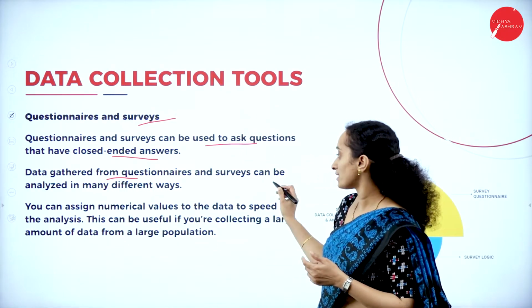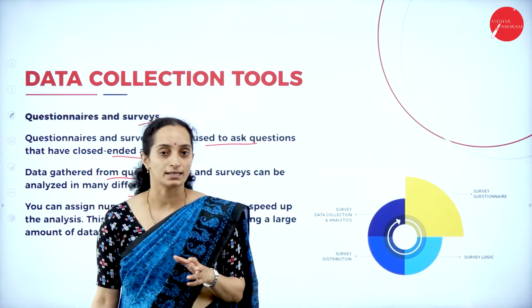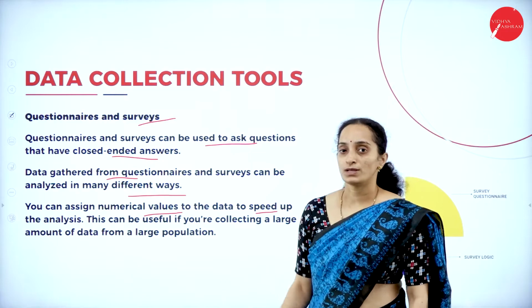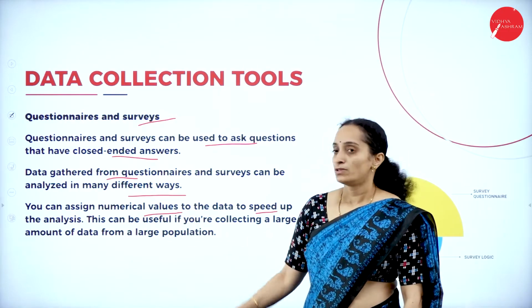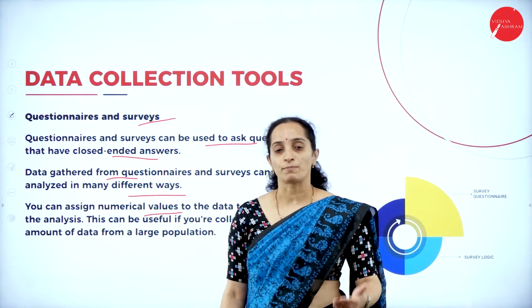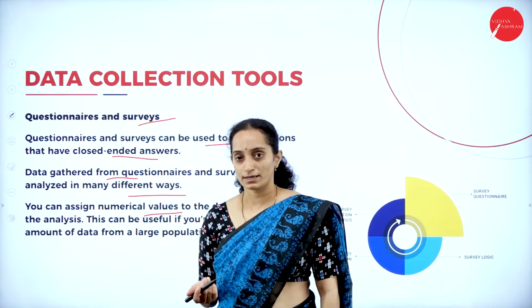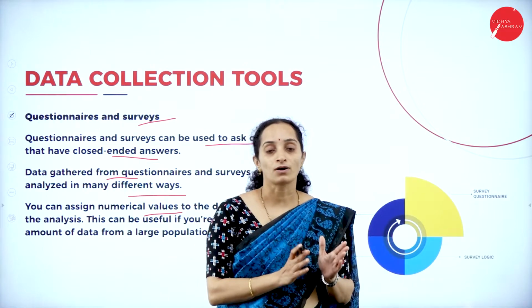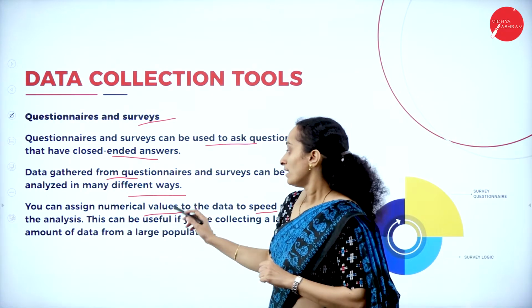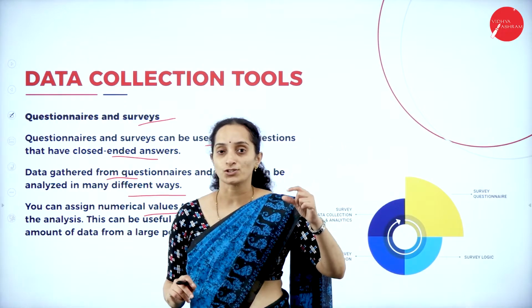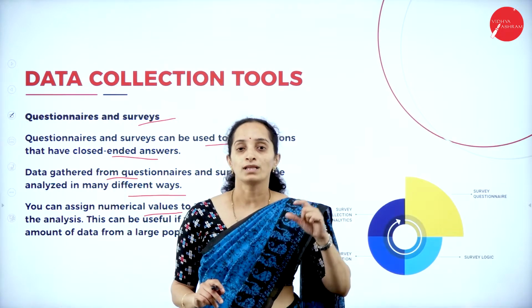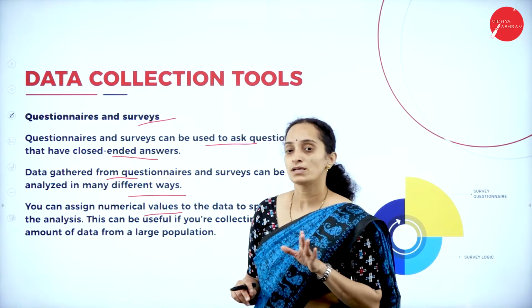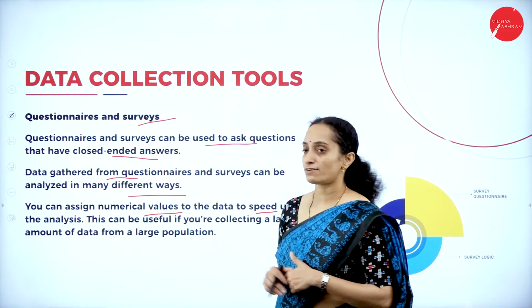Data gathered from questionnaires and surveys can be analyzed in many different ways, and they can be used in many different ways by different organizations. We can assign numerical values to the data to speed up the analysis. So you can even give numerical values based on the number of employees in a particular area. How is the level of education of girls in this particular area? When there is an assumption that the girls are not being educated in this area, we can assign numerical values. What is the percentage of girls getting educated in 2020 or 2021? How many girls crossed higher secondary school? How many have crossed the SSLC? All these numerical values can be added for the analysis of the survey and the questionnaires.